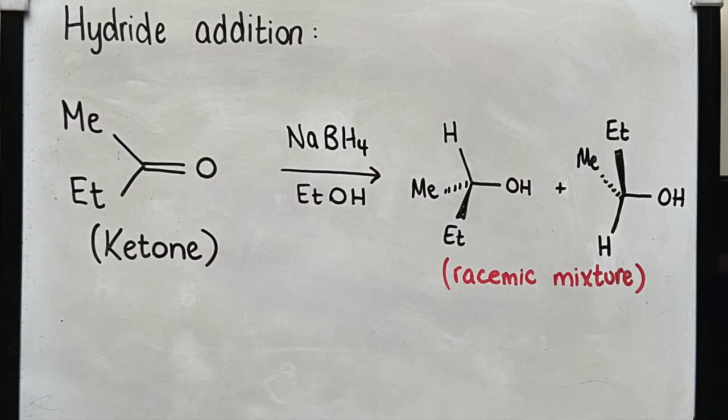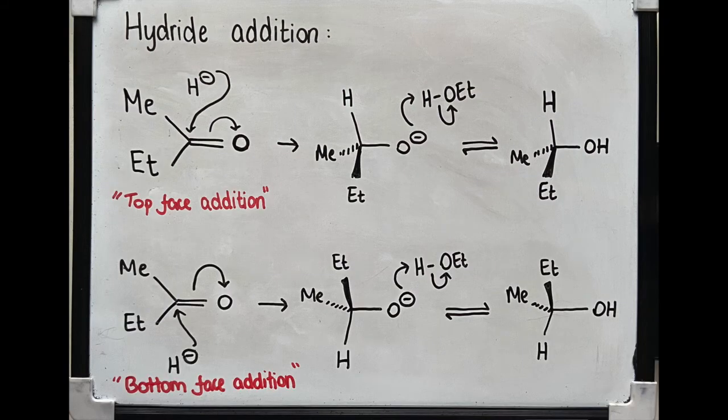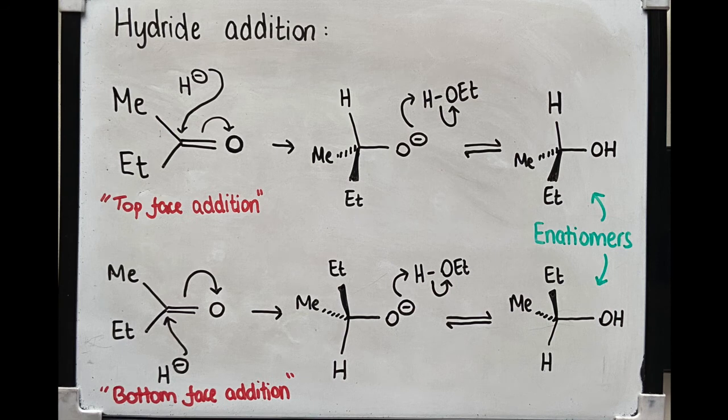There is one more important point regarding the addition of a hydride to a carbonyl. If we were to add a hydride to a ketone, such as this one, with two different substituents, we would actually form a racemic mixture of secondary alcohol products. The hydride can add to the top face of the carbonyl, producing this stereoisomer. But the hydride can also add to the bottom face of the carbonyl, producing the non-superimposable mirror image enantiomer.